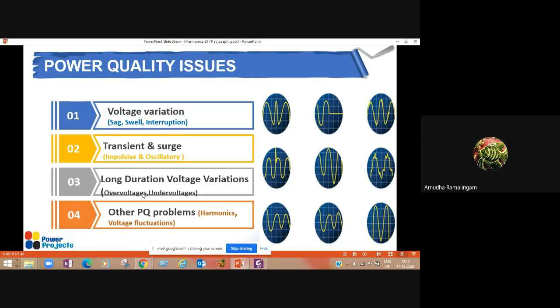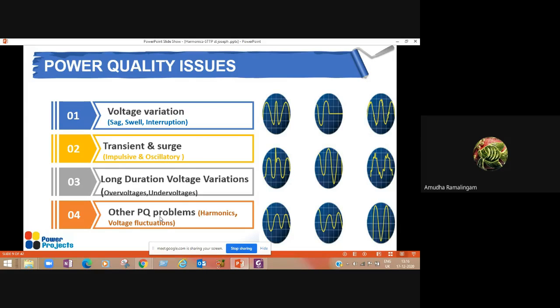And next thing, it may be over voltages or under voltages. These are long duration voltage variations. Sag and swell are for less than a second, but if we take over voltage and under voltage, that is if the voltage variation is for a prolonged time, we can group it under this category. It will come under long duration voltage variations, where we will be facing over voltages and under voltages. So all these are because the rated voltage is not maintained.